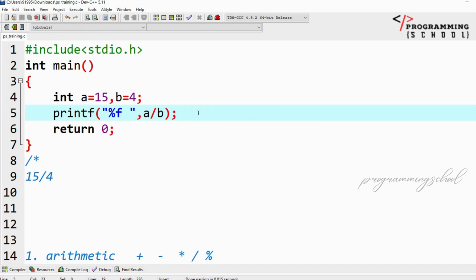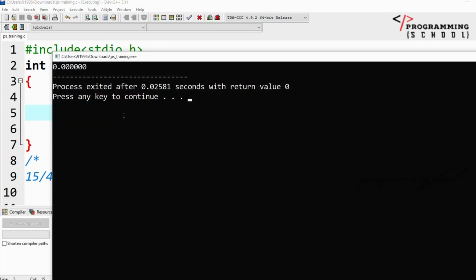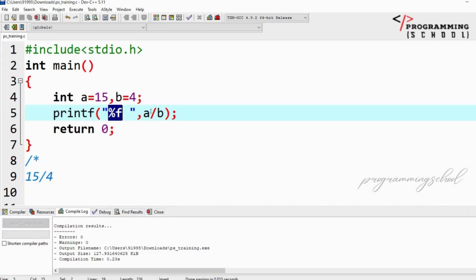If I try to execute it, this is integer by integer, right? Integer by integer, but I am going to print in a floating value. It is not going to print properly, at most it is going to print 0 point like that. We cannot convert an integer into a float this way. That's why the output is going to be 0 point like that. But if I convert any one number into a floating value, definitely we can print it. For that, I am going to write typecasting, that is float.